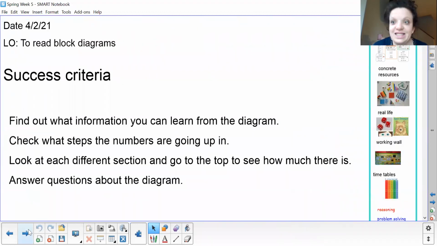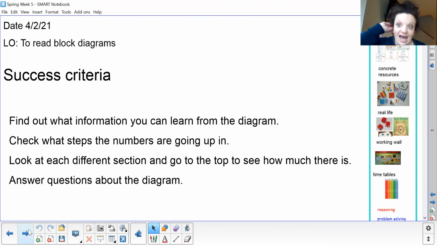Right, let's get on with today's lesson. So today is our last lesson on statistics, and it's our last lesson of the week as well, because tomorrow you have PE. So we are going to read block diagrams. Today we're going to find out what information we can learn from the diagrams.